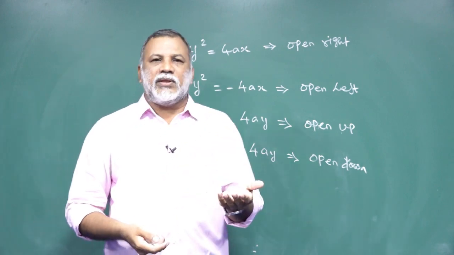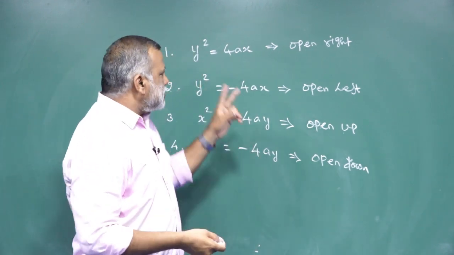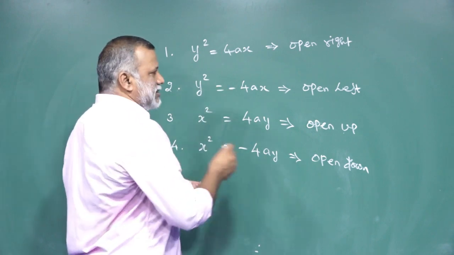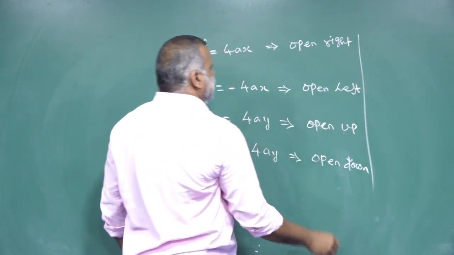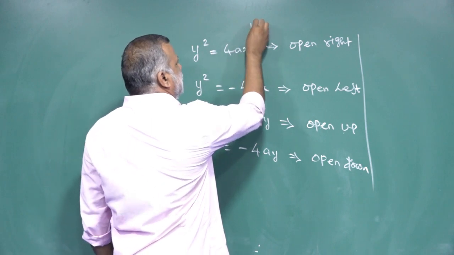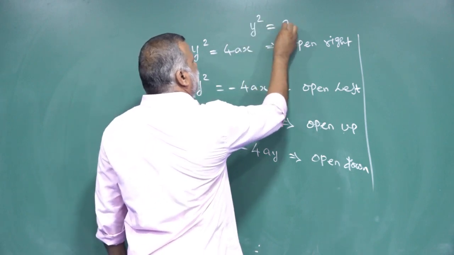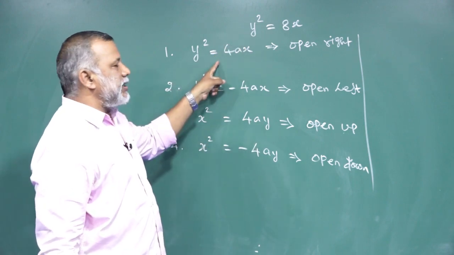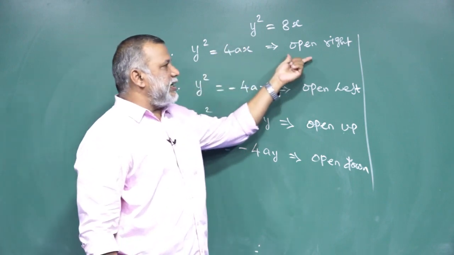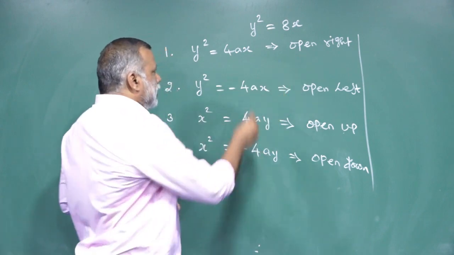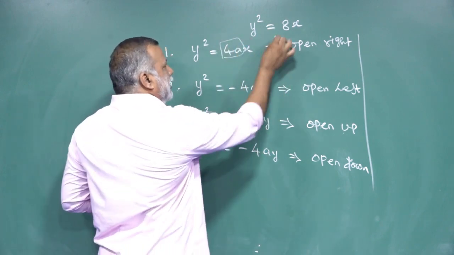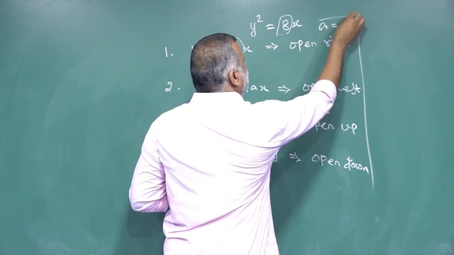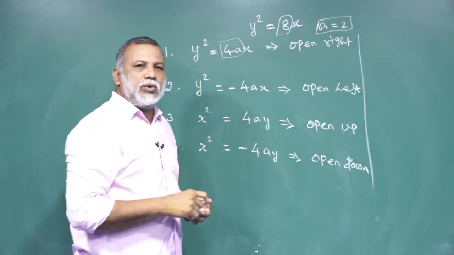In the same way, we already discussed some problems based on these 4 types. Just recalling, a question may be asked like this: y squared equal to 8x. Compare with y squared equal to 4ax. Then we can see this is type number 1. Now, 4a equal to 8, therefore a equal to 2. Now we are able to work out the value of a.